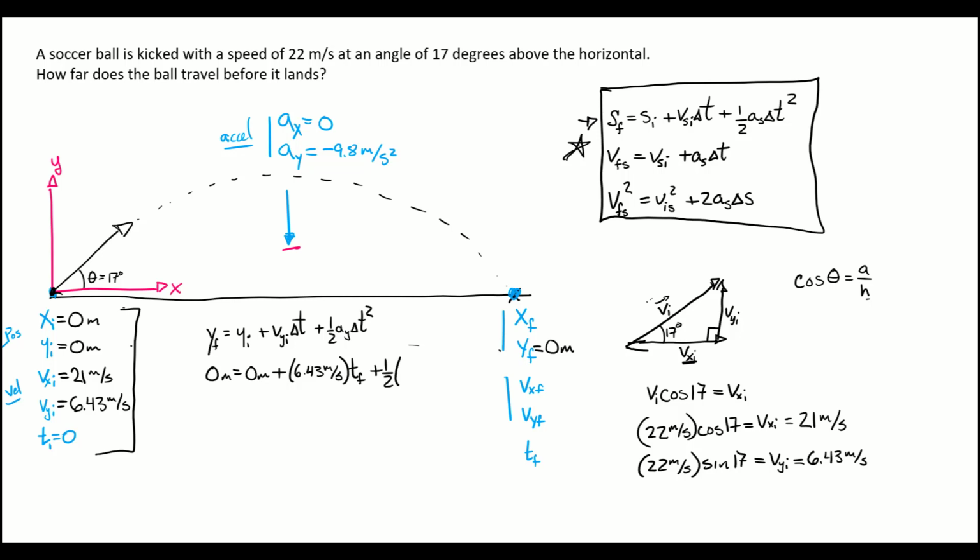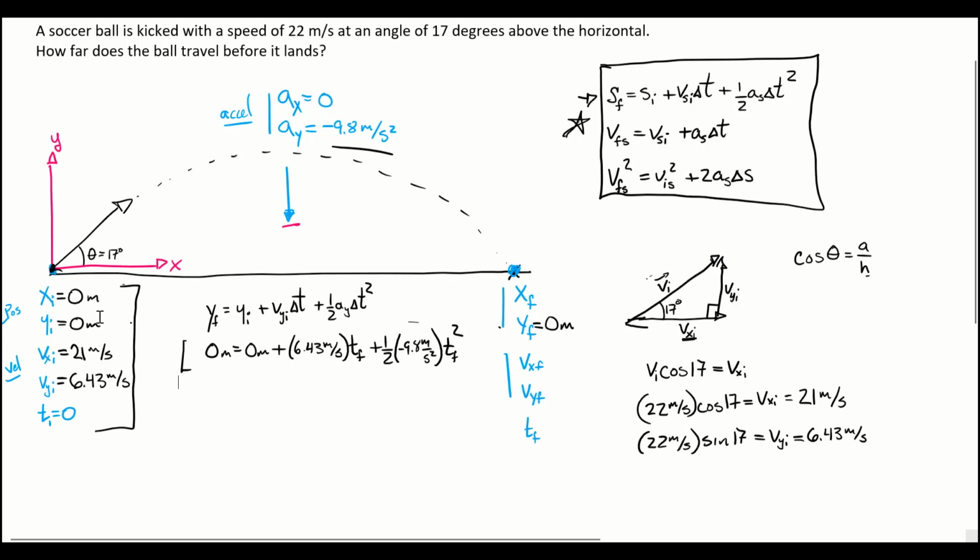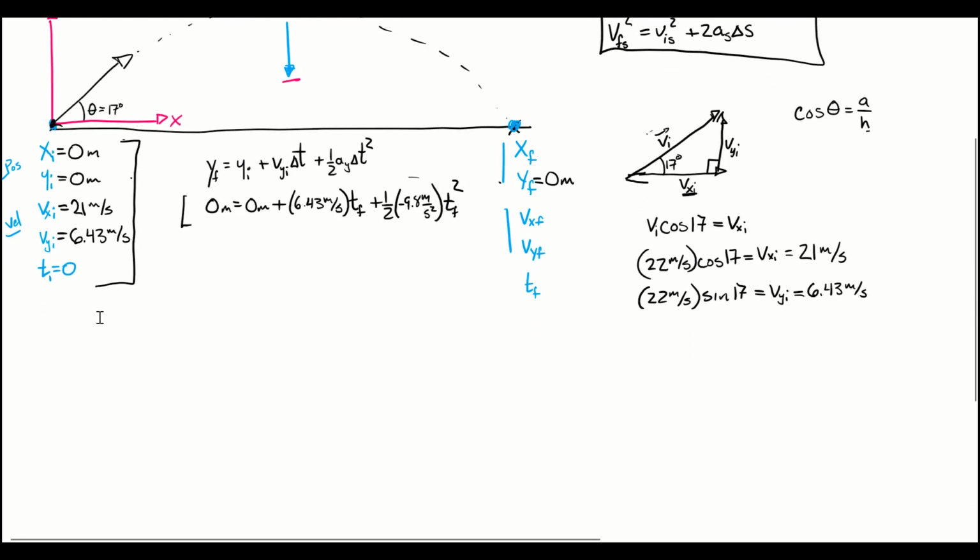My acceleration right here is negative 9.8 meters per second squared, and again, t final this time squared. And you can see this is one equation with one unknown. T final is the only thing I don't know. So we should hopefully all be somewhat comfortable with algebra and be able to do this.